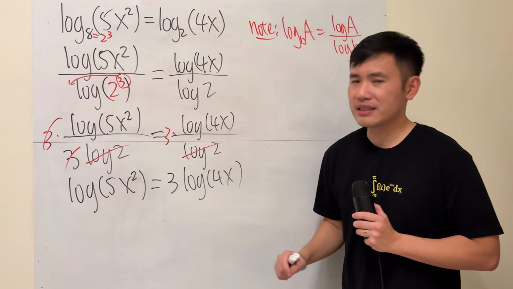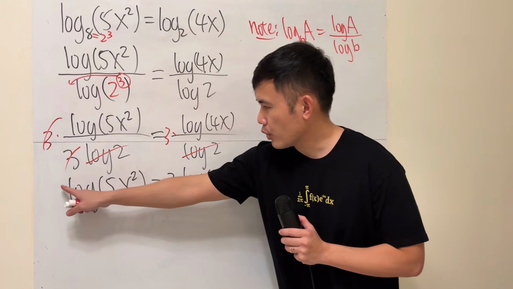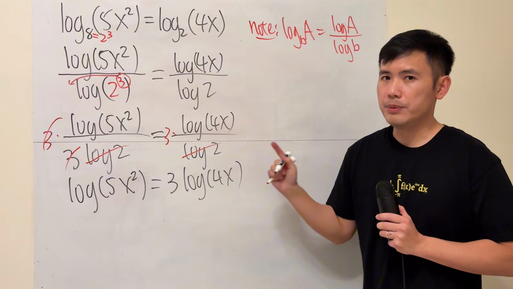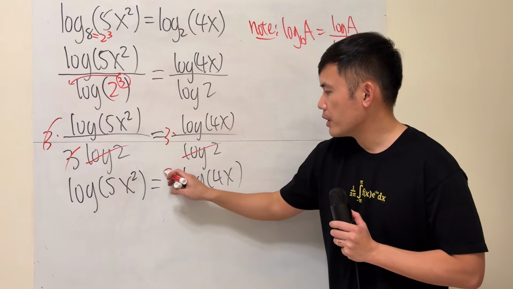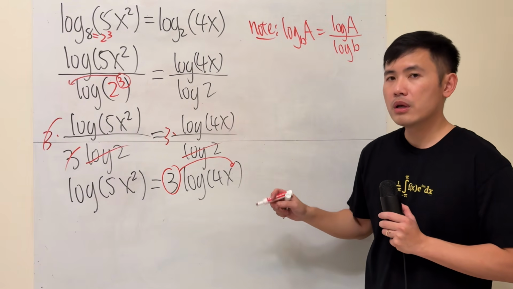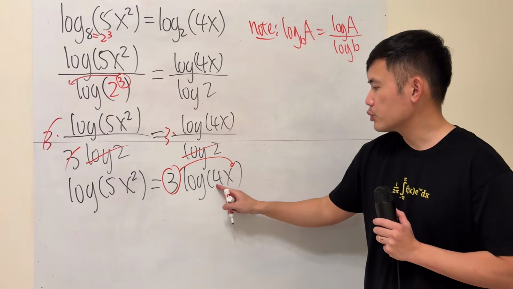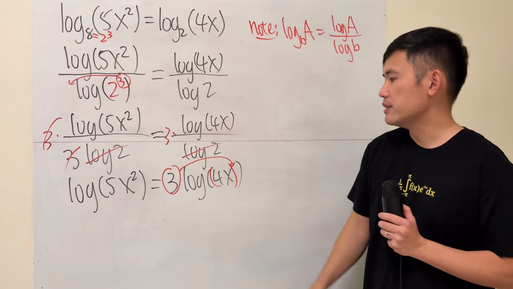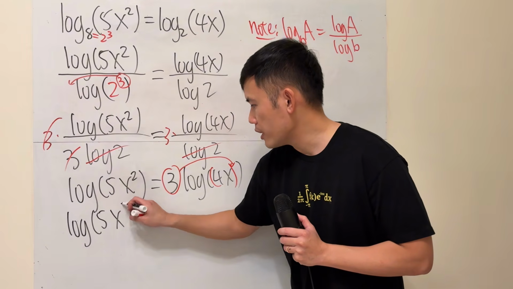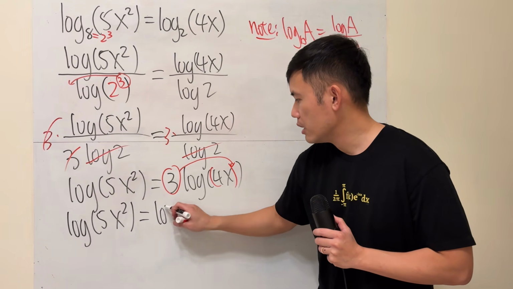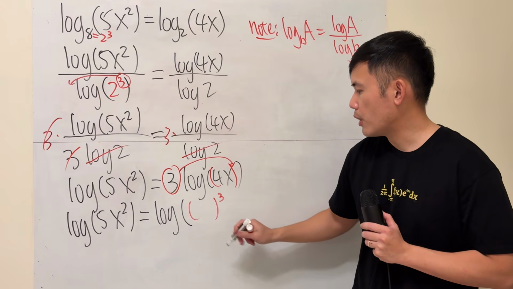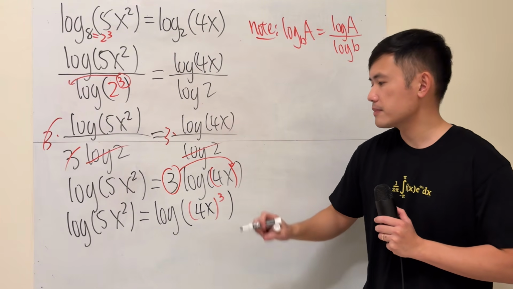Can we get rid of these two logs? Not yet, because the coefficient here is 1, this coefficient is 3. Take care of the coefficient first before we get rid of the log. To do so, we can bring this 3, the coefficient, back up here to be the power. And be super careful though, because we have two things here, use the parentheses. So right here we actually get log of 5x squared being equal to log of parentheses this to the third power, and the inside here is 4x.